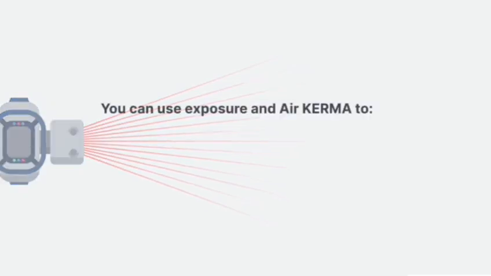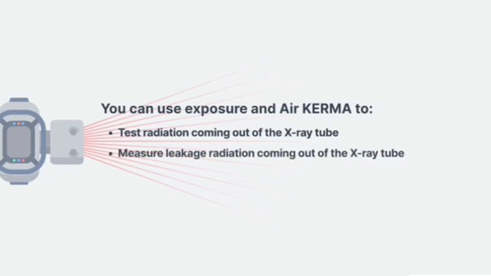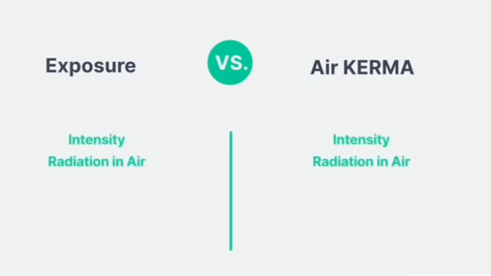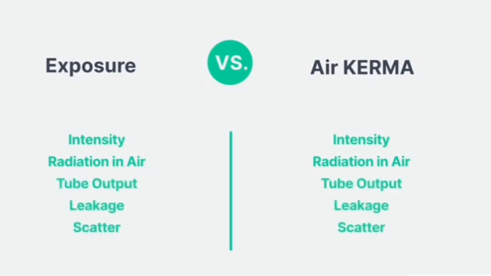For example, you could use exposure and air Kerma to test the radiation coming out of the X-ray tube. You could also use exposure and air Kerma to measure the amount of leakage radiation coming out of the X-ray tube. And you could also use exposure and air Kerma to measure scatter radiation. So how are exposure and air Kerma similar? Remember, both measure intensity. Both measure radiation in air, and both can be used to evaluate the tube output as well as leakage radiation and scatter radiation.